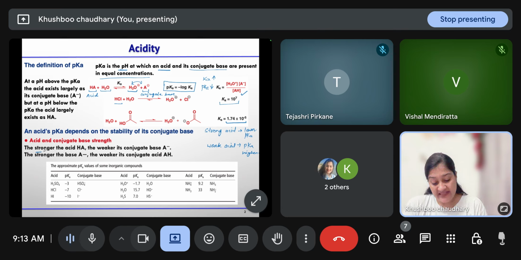If the acid is stronger, that means its conjugate base is weak. And if A negative is the conjugate base and the base is stronger, that means its conjugate acid AH is weak. We can see this from the table: we have H2SO4, HCl and HI. The conjugate base is the species formed after loss of a proton. If H positive leaves H2SO4, we get HSO4 negative, its conjugate base. Similarly, from HCl we get Cl negative, and from HI we get I negative.